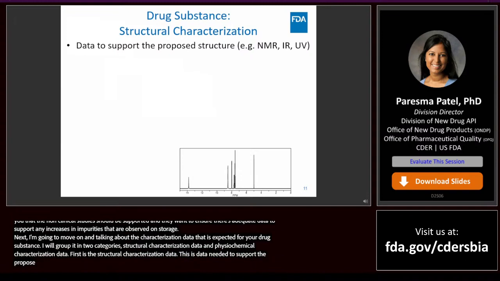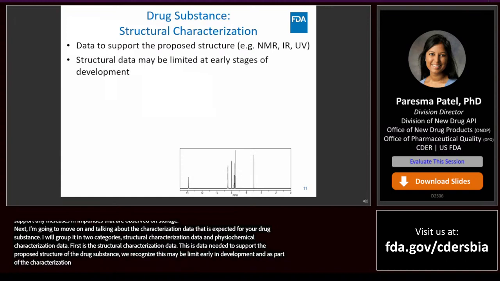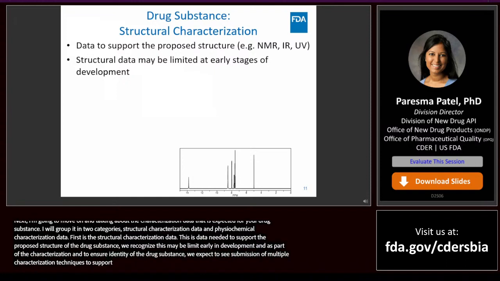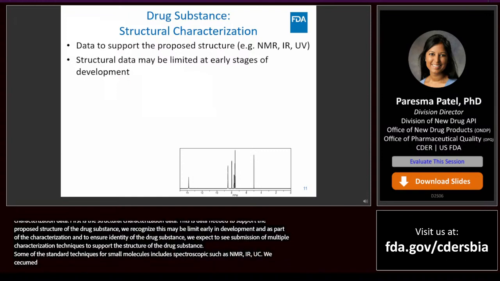We recognize that structural characterization data for a drug substance may be limited early in development. As part of the characterization and to assure identity of the drug substance, we expect to see submission of multiple characterization techniques to support the structure of the drug substance. Some of the standard techniques for small molecules include spectroscopic data such as NMR, UV-Vis, or IR. We often see liquid chromatography techniques coupled with either UV or mass spectrometry as part of routine identity testing.